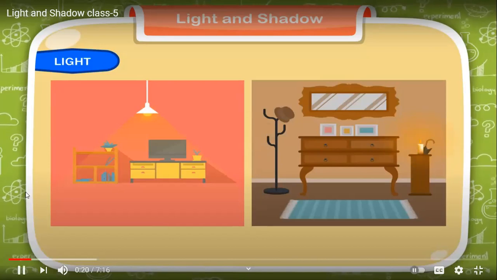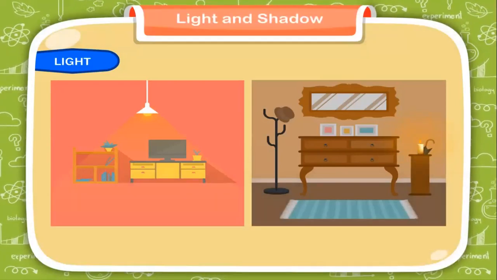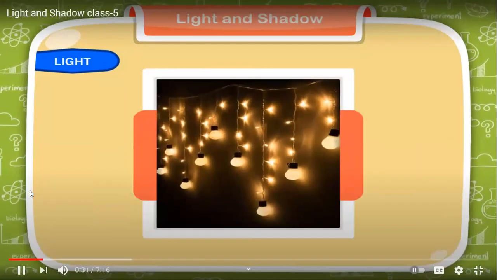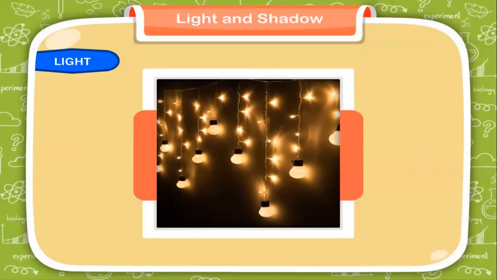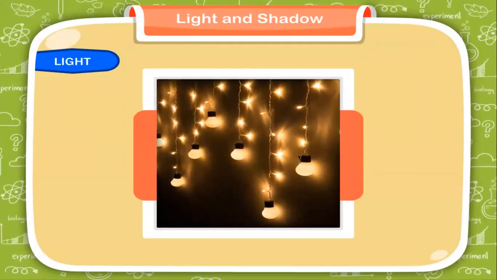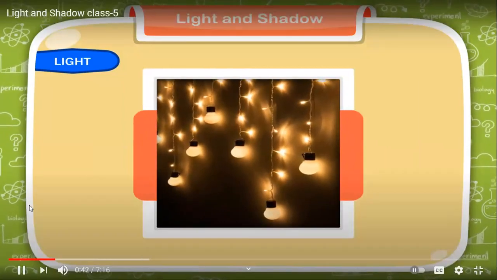room. An object is visible to us when light falls on it. When we see any object around us, it is due to the light. Therefore, light is equally important to us, just as the environment around us. Light is a form of energy that enables us to see the objects.